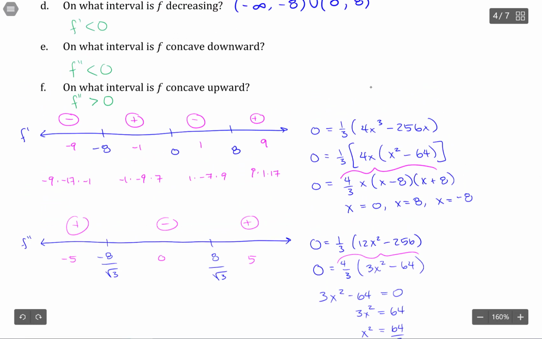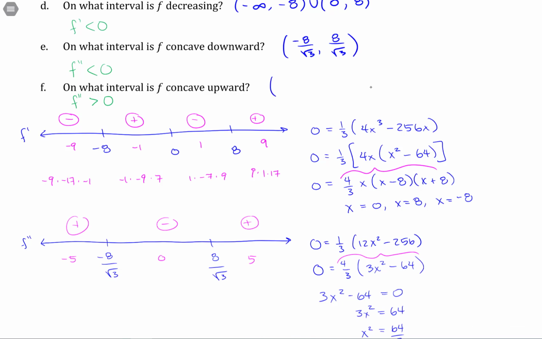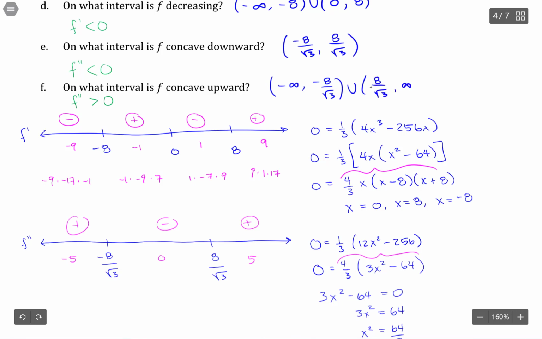All right, so my function is concave downward whenever the second derivative is negative. So that's on the interval from -8 over the square root of 3 to +8 over the square root of 3. And concave up wherever the second derivative is positive. So that's on the interval from -infinity to -8 over root 3, and then again from +8 over root 3 up to +infinity.